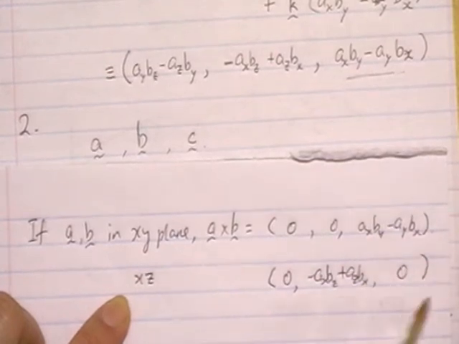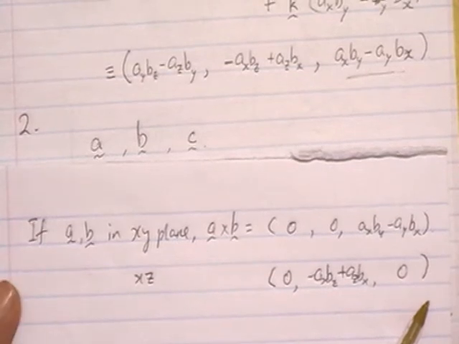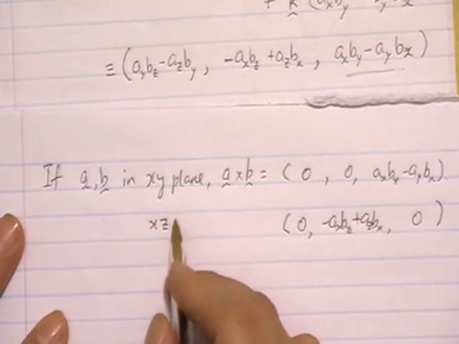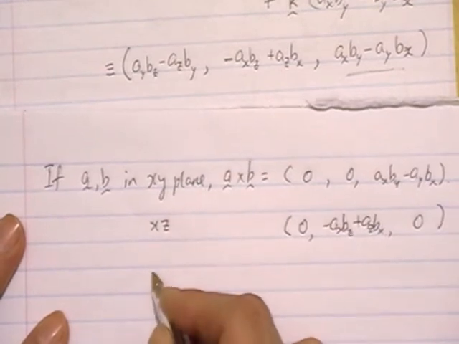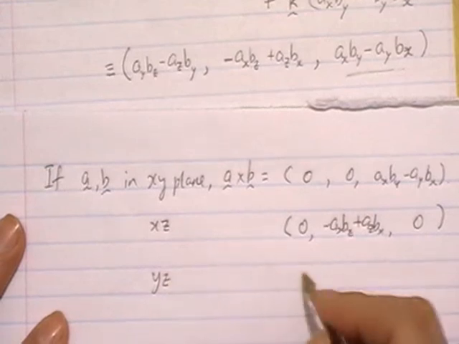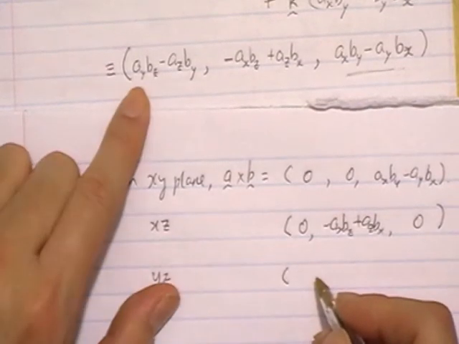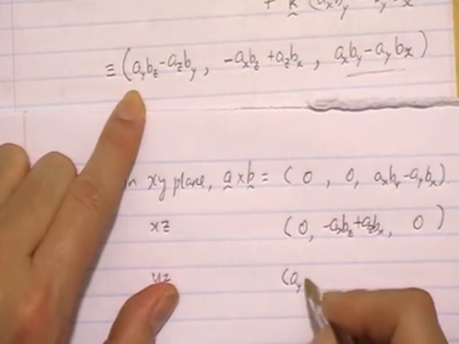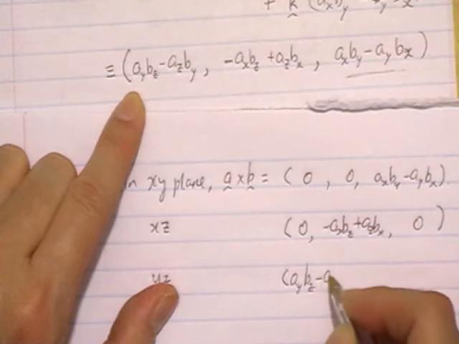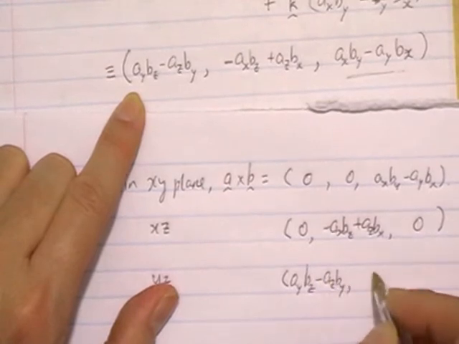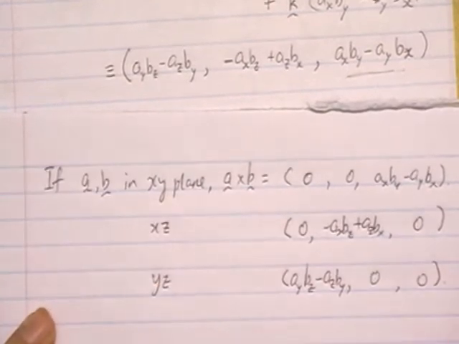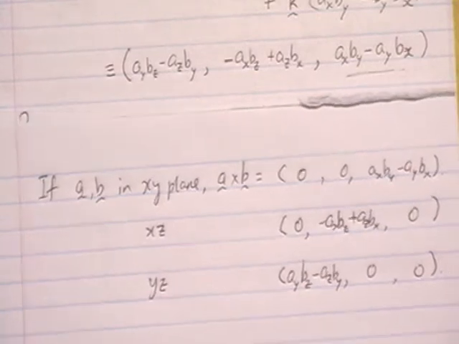And we should be able to prove this using similar steps as before. And likewise, if I have A and B in the yz plane, then A cross B would give the first term there, and zeros here and here. Alright, so we can write down these results without having to go through the proofs again, because the three planes are all symmetrical.